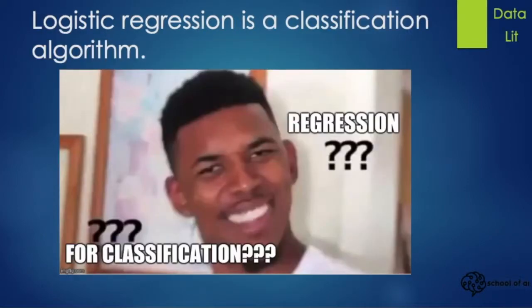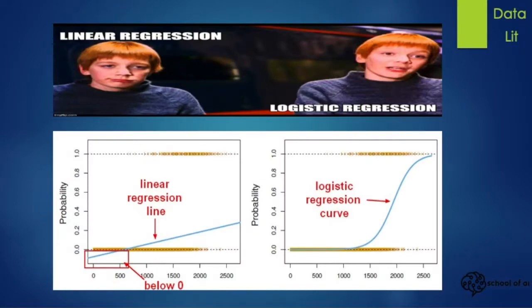As I said before, logistic regression is a classification algorithm. What? Regression for classification? Let's see how it is possible. We can say linear regression and logistic regression are connected in many ways. We must know the differences before we say where we should use linear regression and where we should use logistic regression. Let's see how linear regression is different from logistic regression.